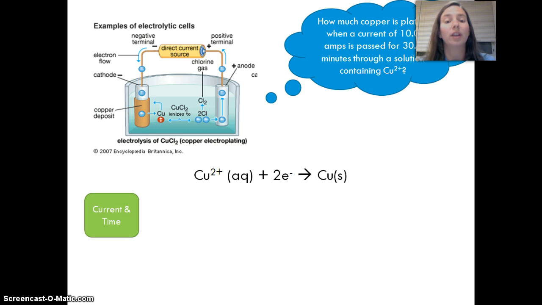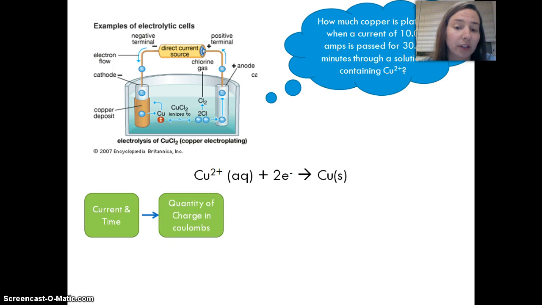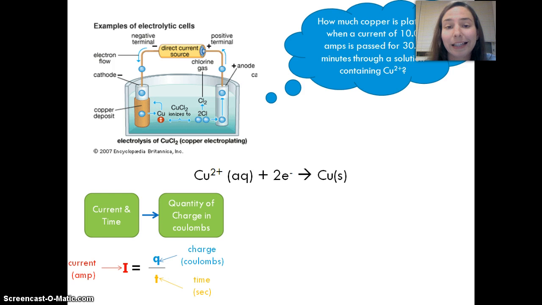The first thing we do is understand what we know. Right now we know the current and the time. It was given to us in the problem. And we can actually use the current and the time to figure out the quantity of the charge in coulombs. And in order to do that, we need an equation. This equation is going to be given to you on the AP exam as one of your equations and standards on that sheet. So the I stands for the current in amperes, the Q stands for the charge in coulombs, and T stands for time in seconds. So if we know current and time, we can work backwards to solve for Q.